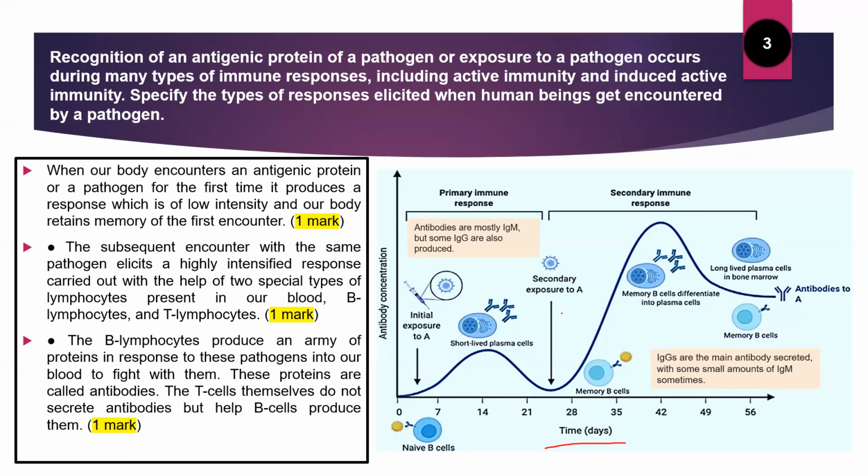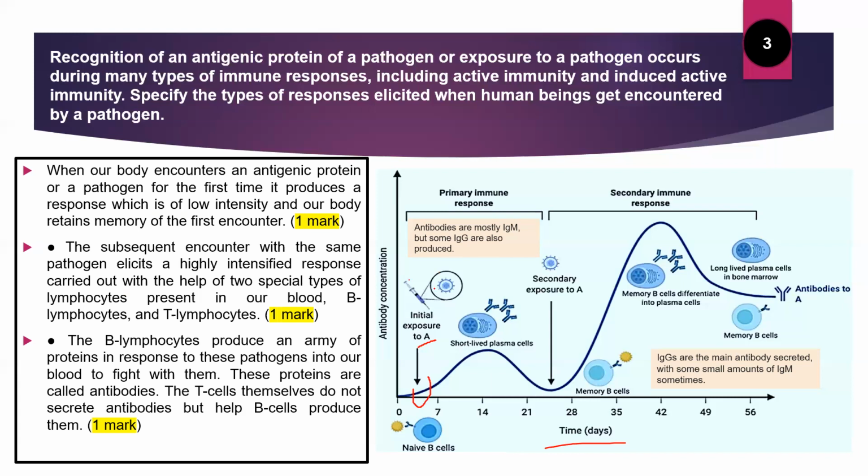Okay. So suppose at this point you have the exposure to an antigenic protein, say A. Whenever there is an exposure to the protein A, imagine that an advertisement goes through your body that we are under attack. So the body will try to respond. This is the first initial exposure, and the body will exhibit the primary immune response.